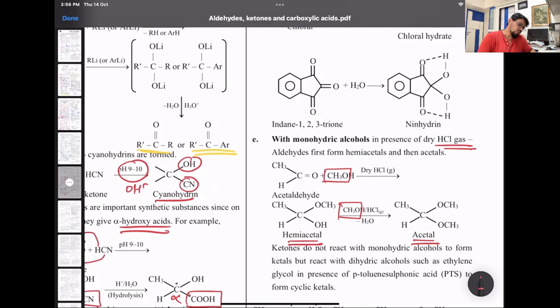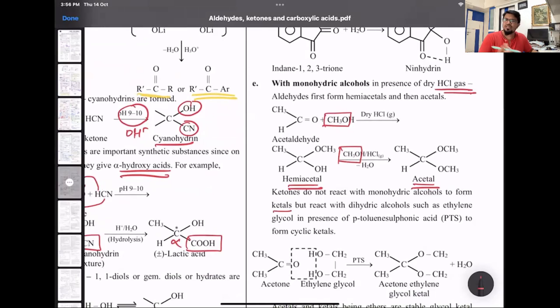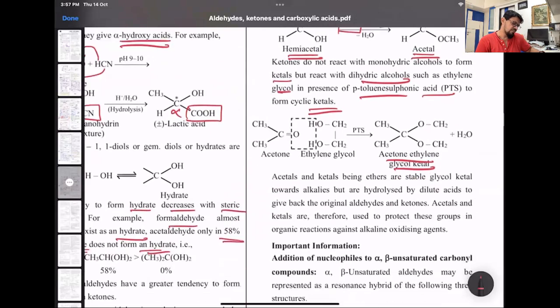Ketones, what it says, do not react with monohydric alcohol to form ketals, but they react with dihydric alcohols like ethylene glycol in presence of para-toluene sulfonic acid to form cyclic ketals. So it's not only acetone. If acetaldehyde also reacts with a glycol, it will form a cyclic acetal or a cyclic ketal. So acetone, look at that, with ethylene glycol in presence of an acidic medium, that is para-toluene sulfonic acid. So you will have para-toluene sulfonic acid as SO3H and CH3, para to each other. You get acetone ethylene glycol ketal. That's the compound it forms.